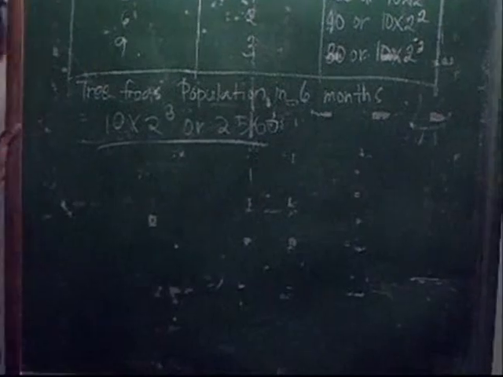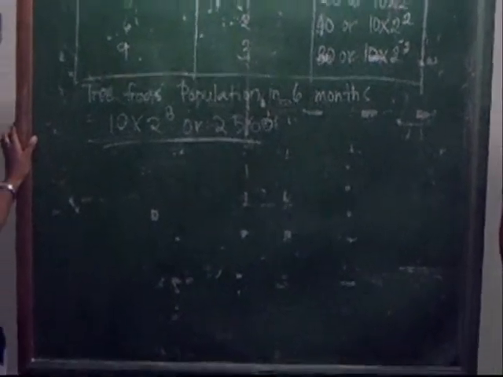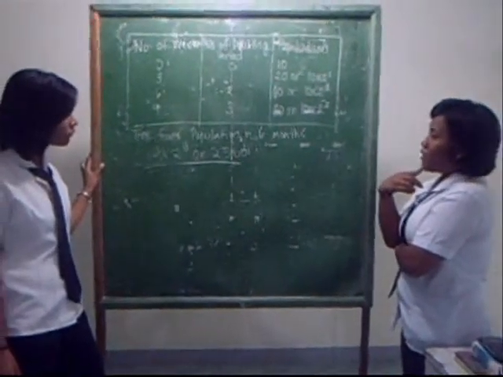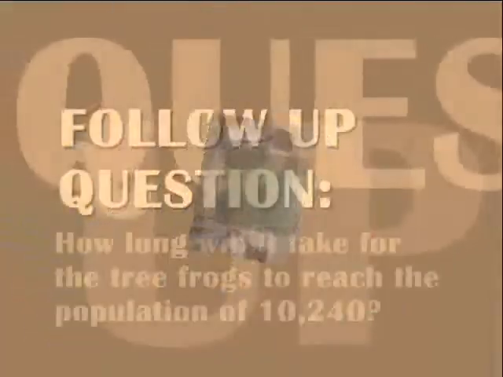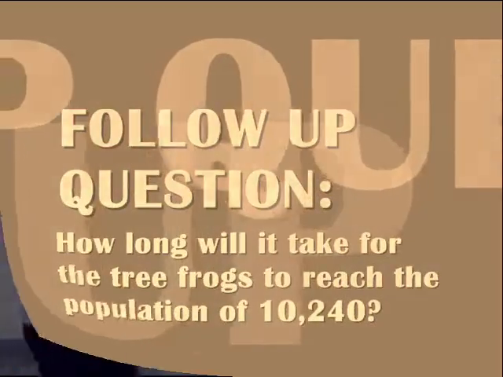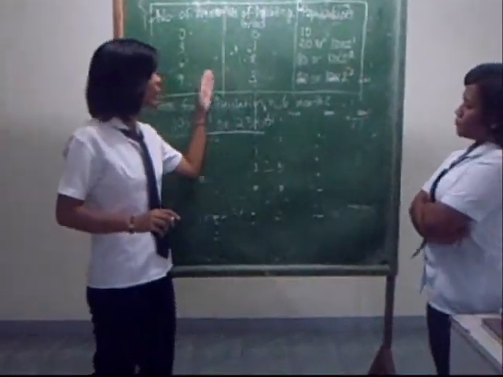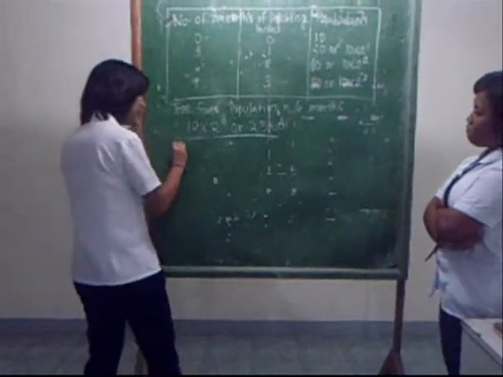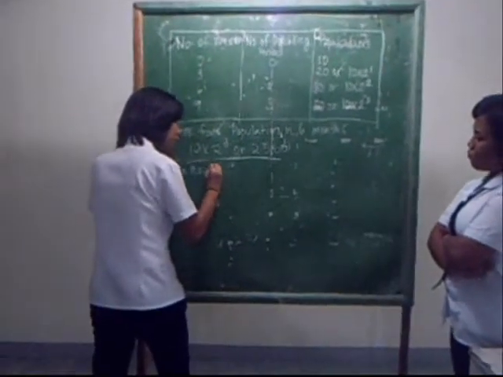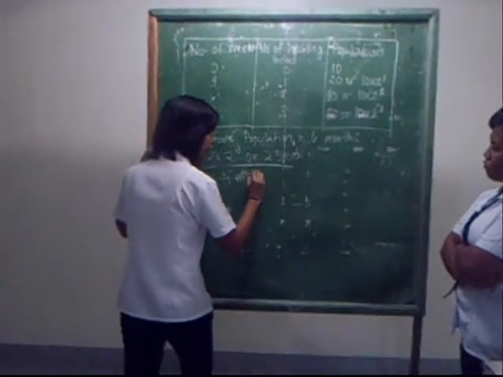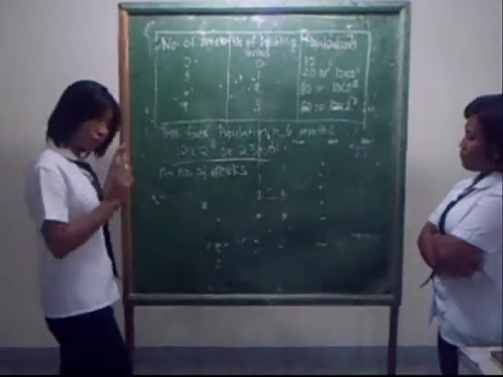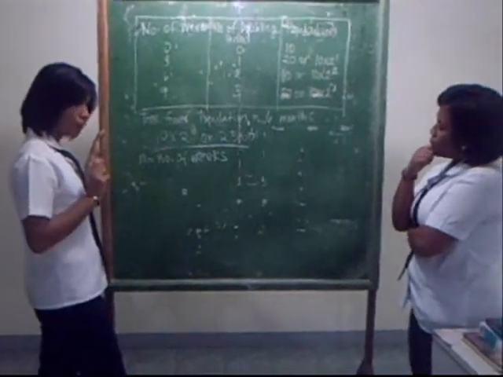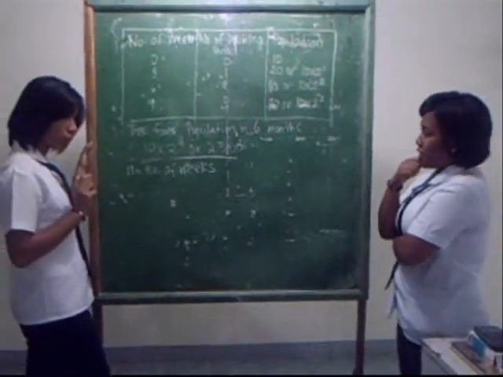But I have another question. And what is it? How long will it take for the frogs to reach the population of 10,240? Easy as 1, 2, 3. Since we already made a table, we can represent n as the number of weeks. But I have a question. How are you going to determine the number of doubling periods? By dividing it by 3?